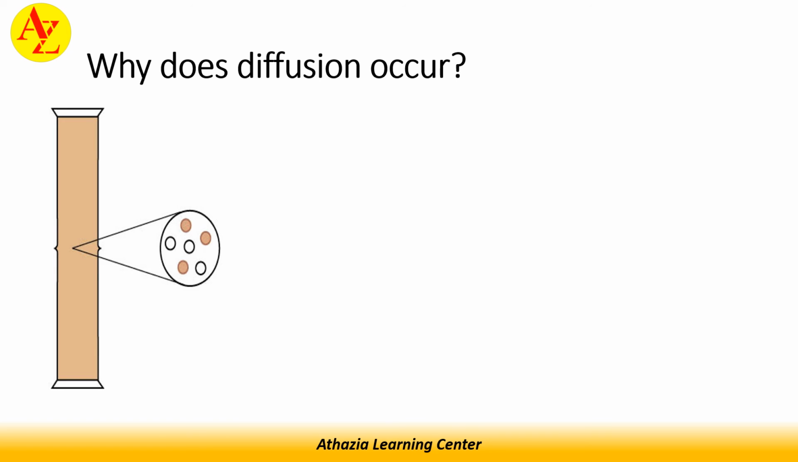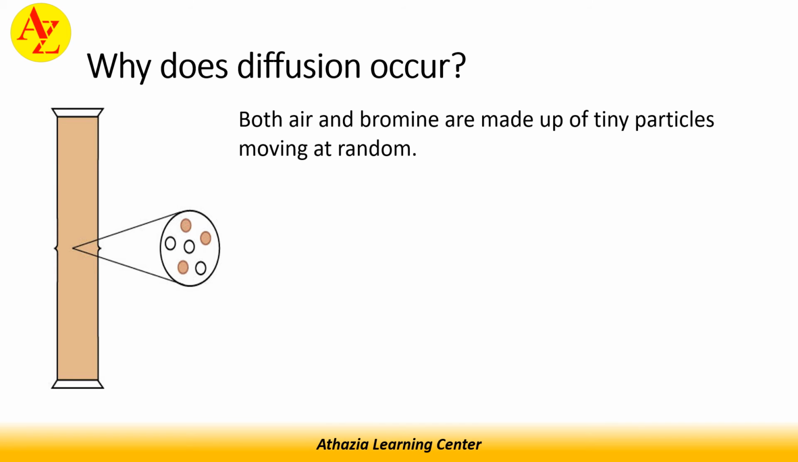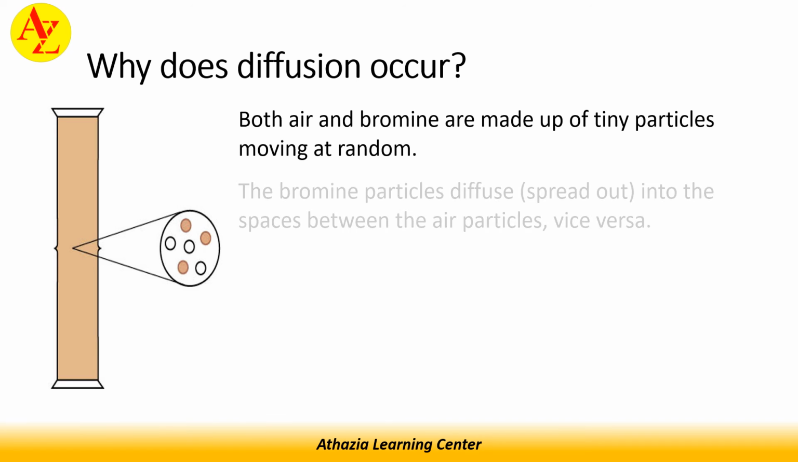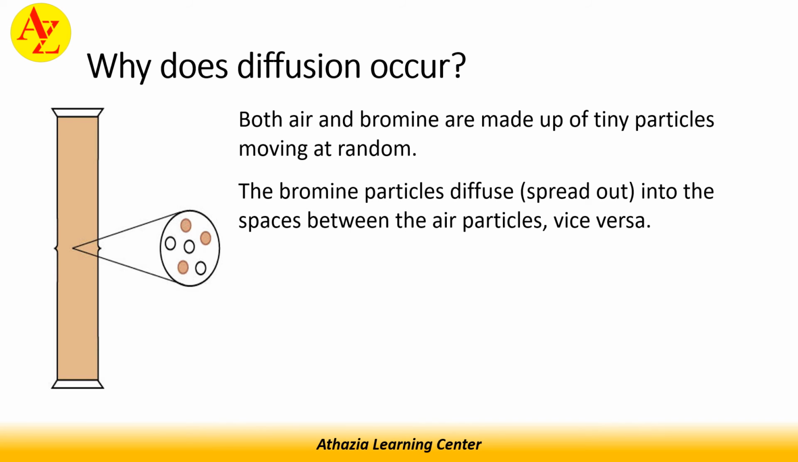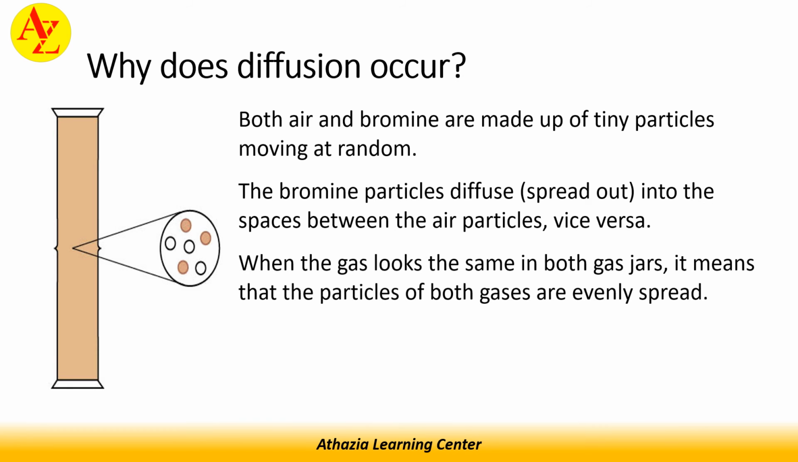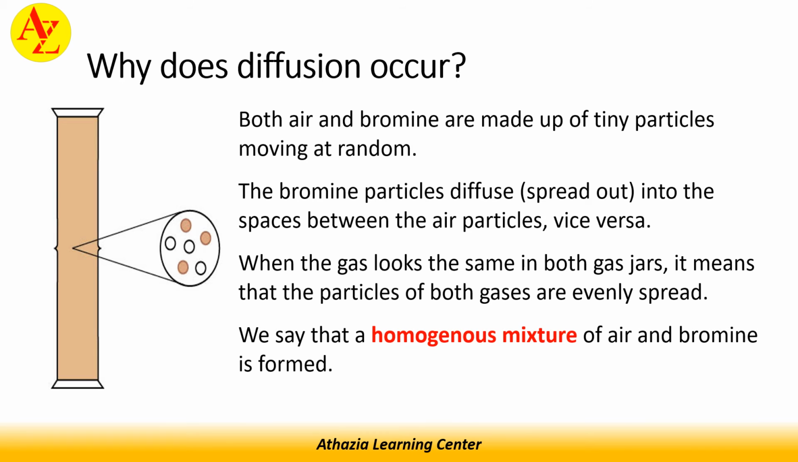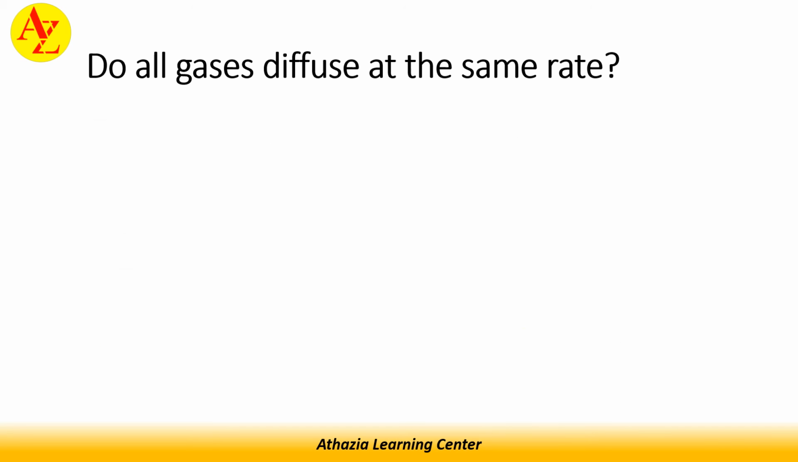Why does diffusion occur? Both air and bromine are made up of tiny particles moving at random. The bromine particles diffuse, or spread out, into the spaces between the air particles and vice versa. When the gas looks the same in both gas jars, it means that the particles of both gases are evenly spread. We say that a homogeneous mixture of air and bromine is formed.